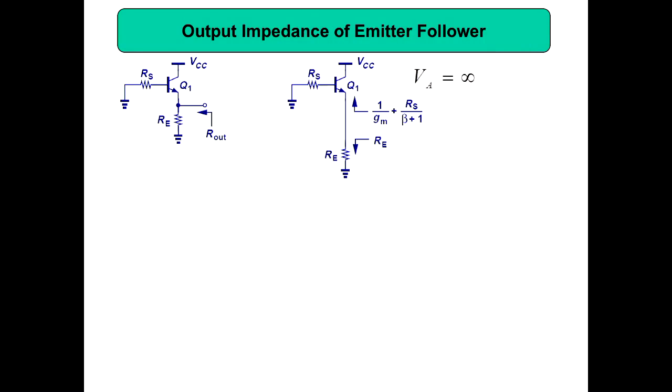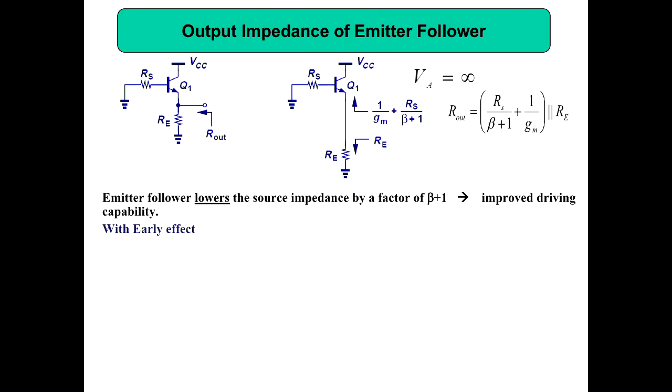So in the last lecture, we discussed the emitter follower, or common collector amplifier. That is our last topology in the BJT amplifier. In the emitter follower, we connect a signal at the base and get the output from the emitter. That is the reason we call it an emitter follower. And then we said the emitter follower has very high input impedance and very low output impedance. It is used as a buffer voltage amplifier. The emitter follower lowers the source impedance by a factor of beta plus 1.